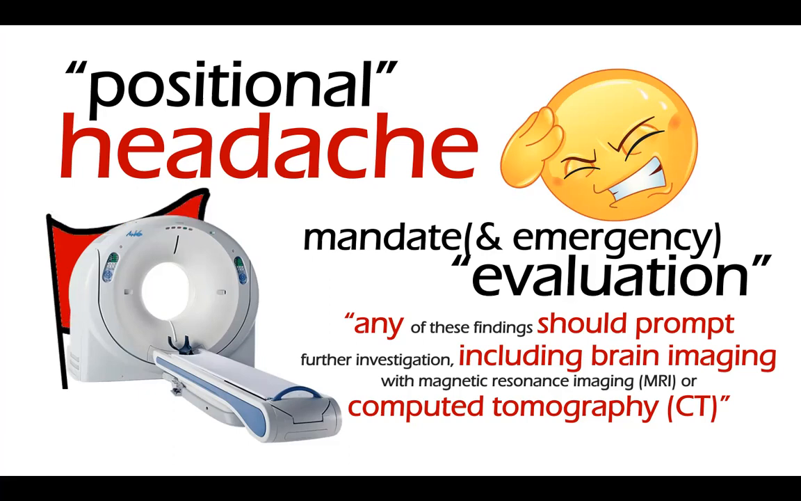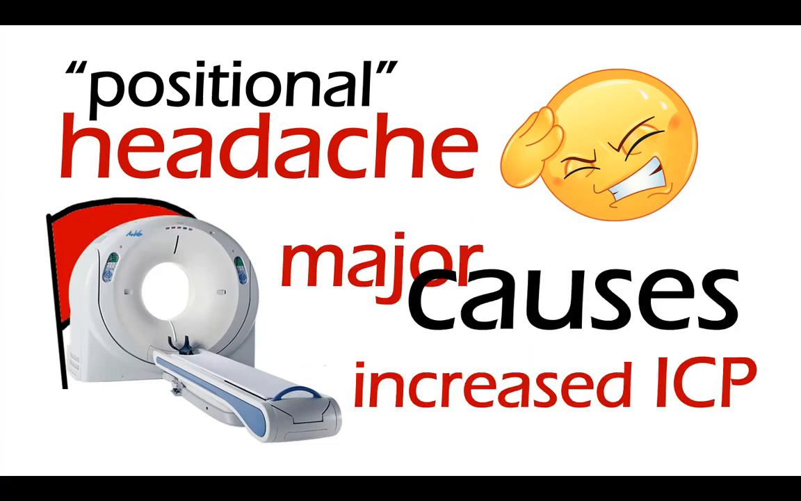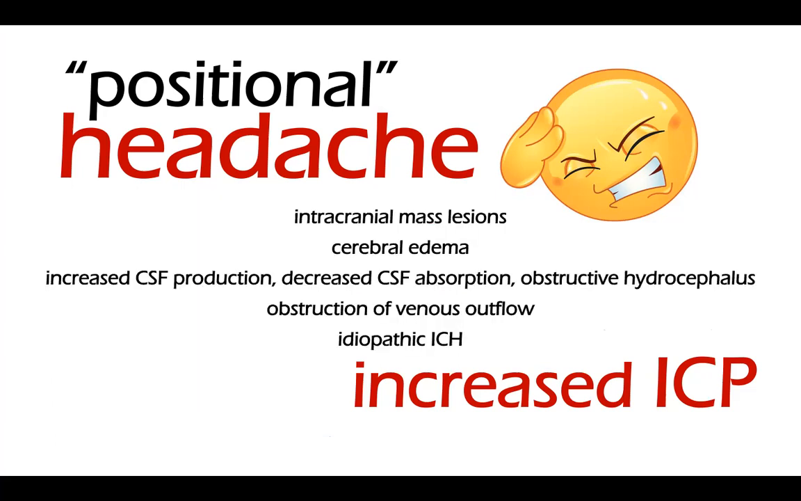in the context of secondary headache, ideally, you should get a brain imaging done. And it is not even optional, it should prompt. Because the major causes, as we say, can be intracranial mass, can be cerebral edema, can be increased production, can be decreased absorption through cryptococcal meningitis or even bacterial meningitis. You can have obstructive hydrocephalus, obstruction of venous flow, or you can have idiopathic intracranial hypertension. Those are the things that we should think of.